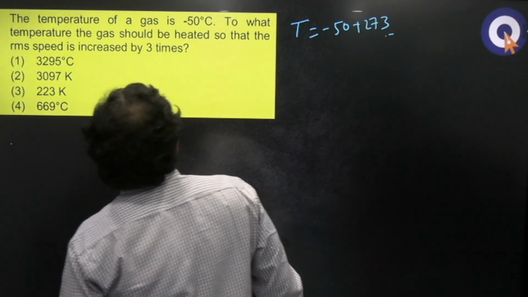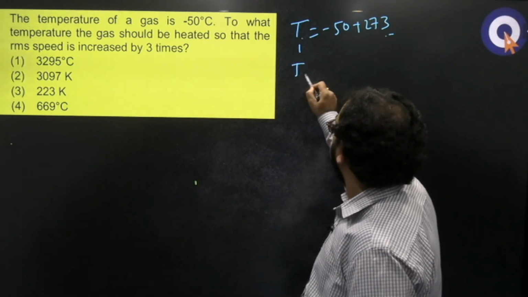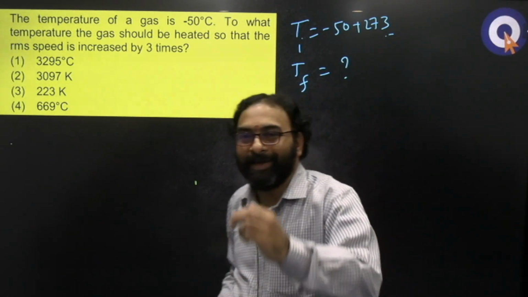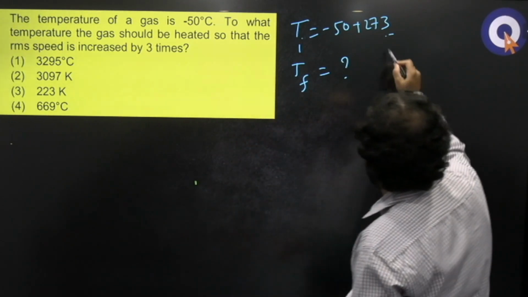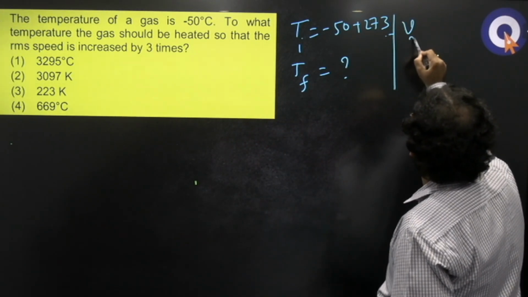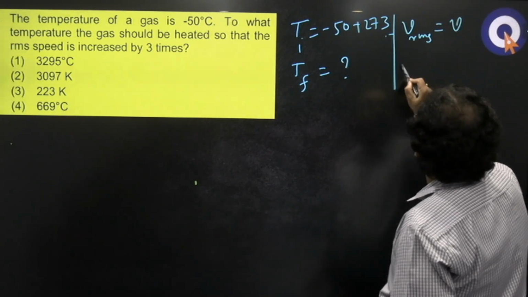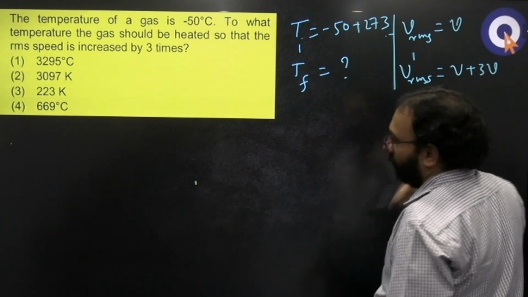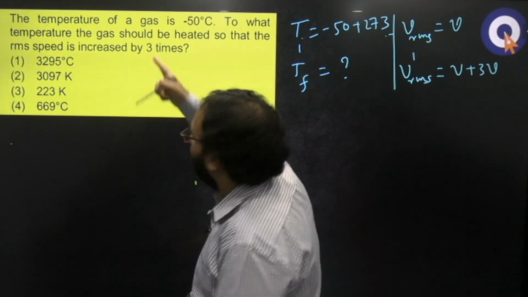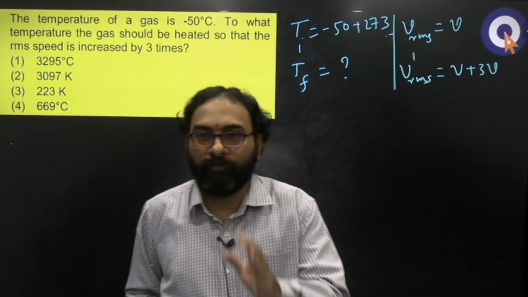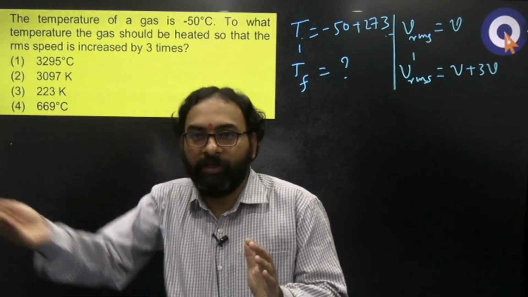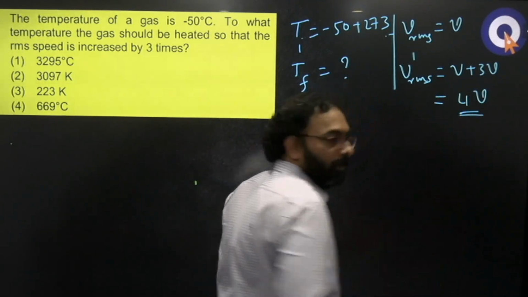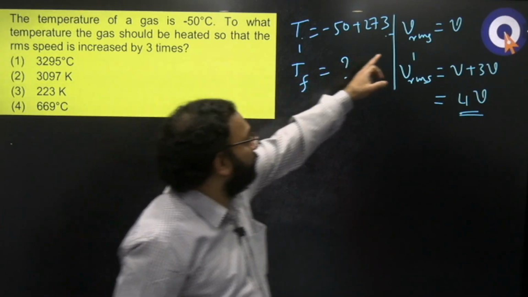Next, to what temperature gas has to be heated? So finally, what is the temperature that is asked here? So that RMS speed increases by 3 times. So what? Suppose initial RMS speed, let it be V. Then the final RMS speed, let it be V plus 3V. But why V plus 3V? It is increased by 3 times now. So if initial is V, then V plus 3V is the final. So here we have 4V as the final RMS speed, and the initial is V.